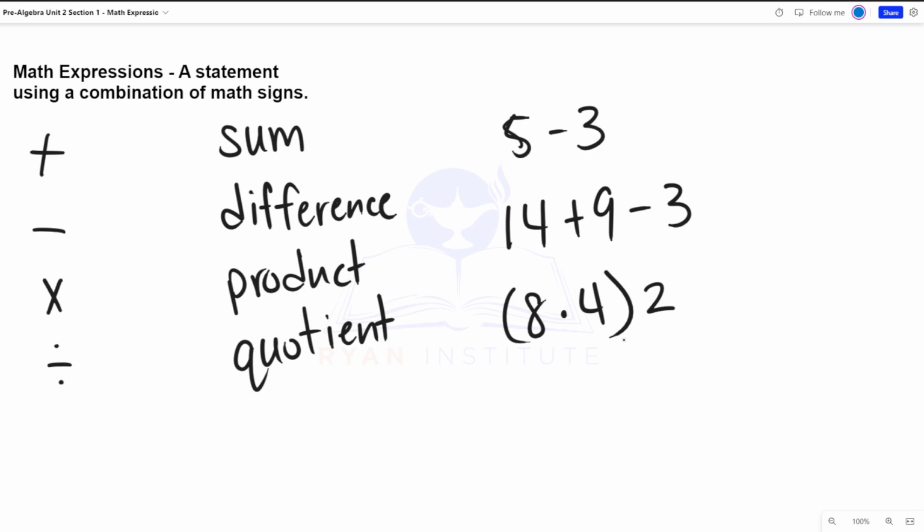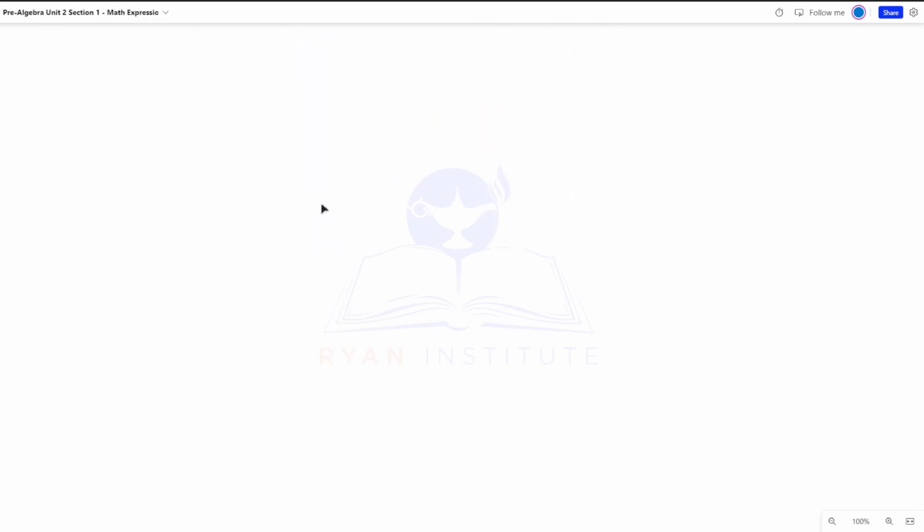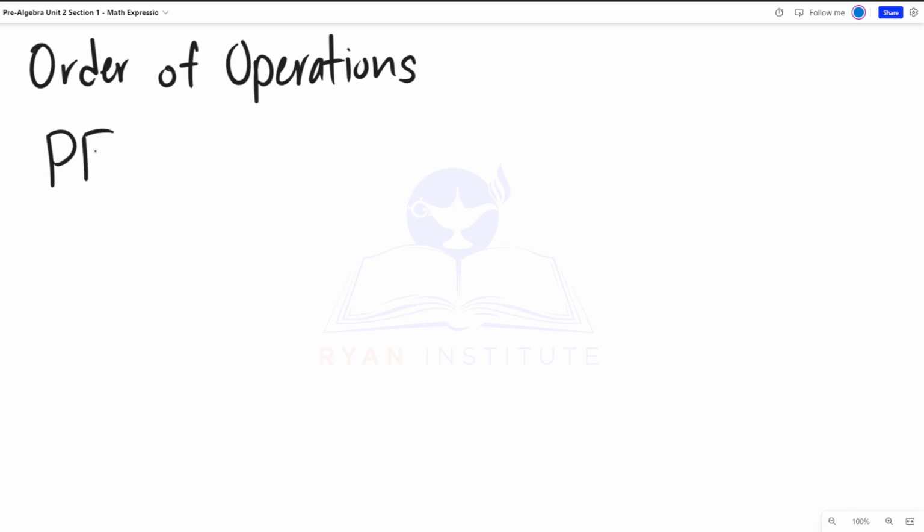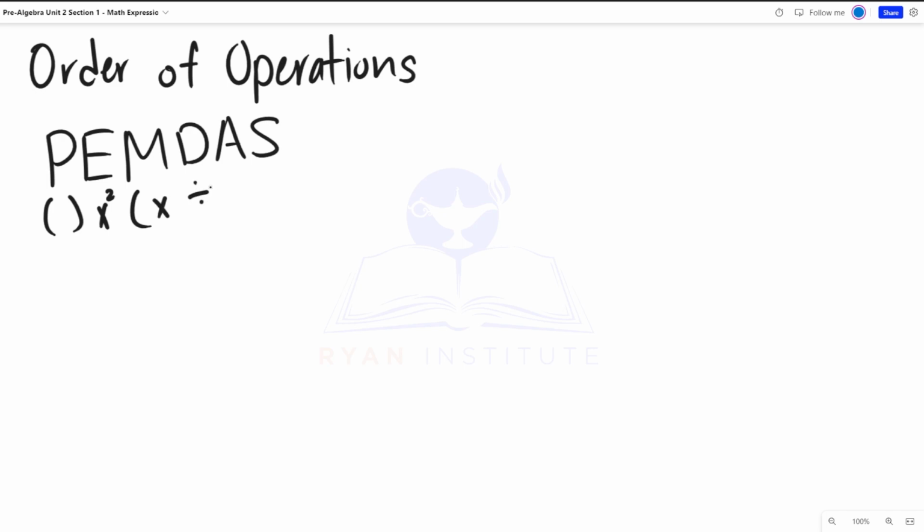So now that we know what an expression is, let's talk about how we're supposed to evaluate them. This is where we will get into our order of operations. This is often referred to as PEMDAS, or the acronym, Please Excuse My Dear Aunt Sally. Essentially, this acronym helps us always remember in what order we're supposed to solve an expression. So we start off with parentheses, exponents, multiplication or division, whichever one comes first, and then addition or subtraction, whichever one comes first.